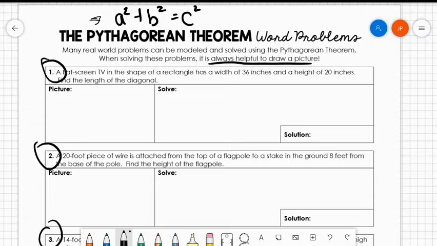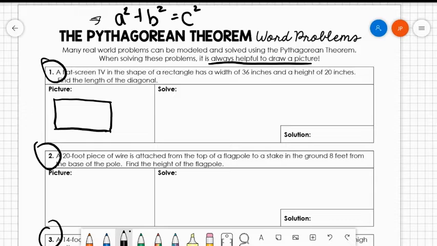So it says a flat screen TV in the shape of a rectangle has a width of 36 inches and a height of 20 inches. Find the length of the diagonal. So you kind of just have to visualize each of these situations that they're giving you. So that's my TV. It's kind of lopsided, but whatever.